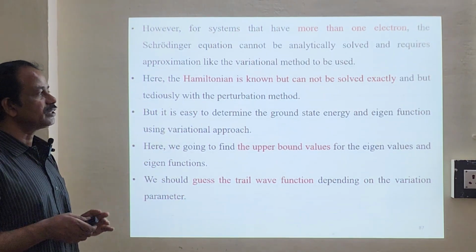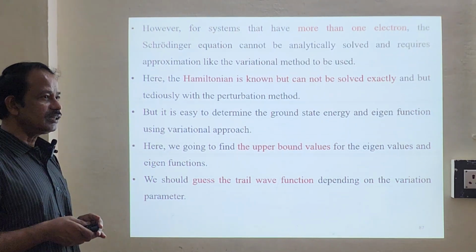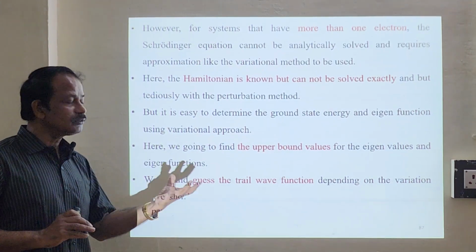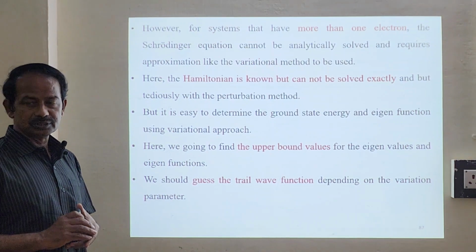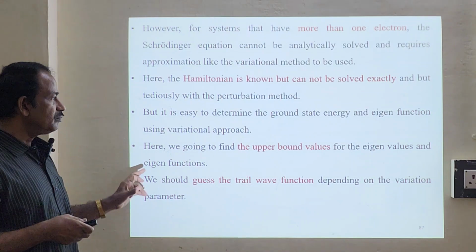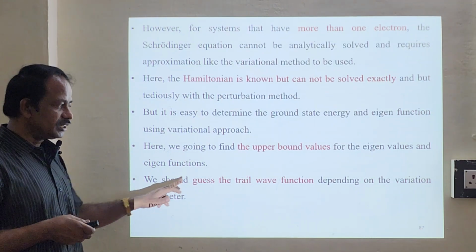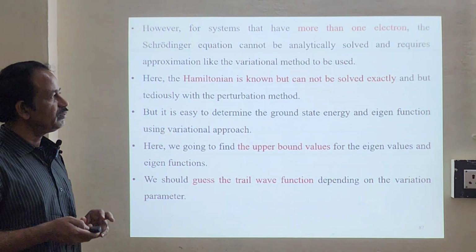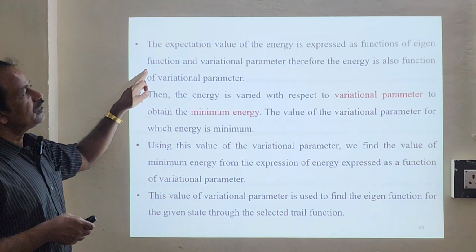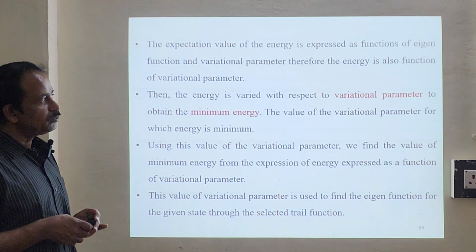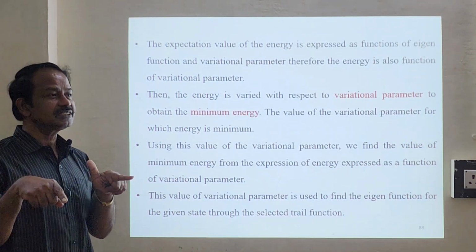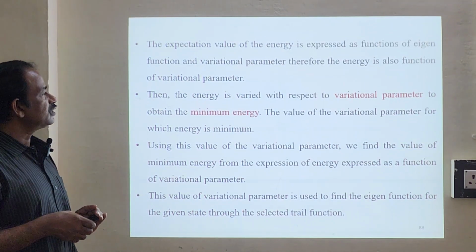But it is easy to determine the ground state energy and eigenfunction using the variational approach. Here we are going to find the upper bound values. Whatever values we choose, we will get only upper bound values, which will always be greater than the true ground state energy. For the eigenvalues and eigenfunctions, we should guess the trial wave function depending on the variation parameter. The expectation value of the energy is expressed as a function of the eigenfunction and variation parameter. Therefore, the energy is also a function of the variation parameter because psi depends on it.